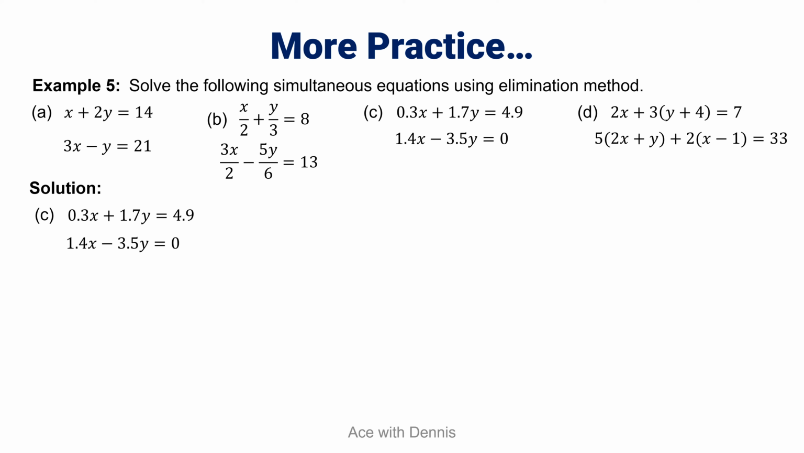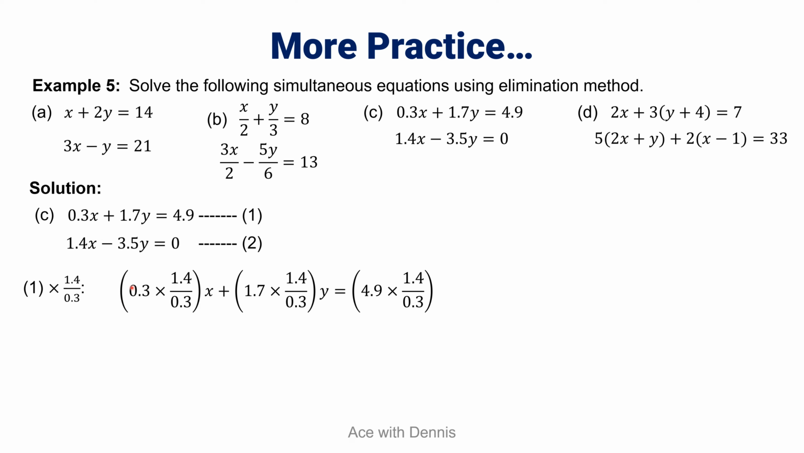So for C, let's say this is equation 1, this is equation 2. C will be a little bit trickier because it has decimals. So let's say I want to eliminate x, which means I need to make them have the same coefficient. So for equation 1, I divide by 0.3 so that this will be cancelled, and to make it 1.4, I multiply with 1.4. So for equation 1, I multiply by 1.4 over 0.3.